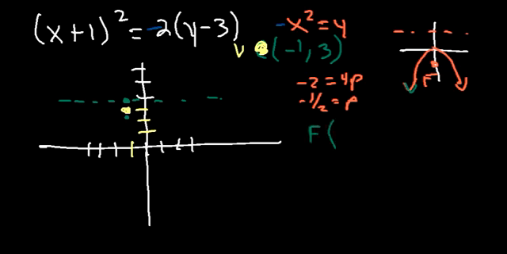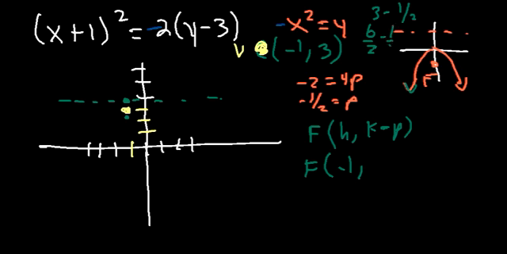So the focus is going to be h, comma, k, but since we need to go down, it's minus p. So h is negative 1, k is 3, but we need to go down by 1/2, so we need to subtract 3 by 1/2. So 3 is basically 6 over 2. Minus 1/2, that's 5 over 2. As you can see, the focus is at 2.5. It's between 2 and 3. So I'm going to draw a little F here for the focus.